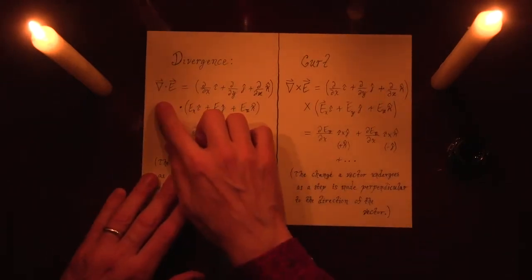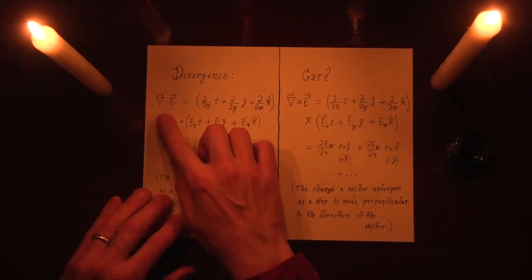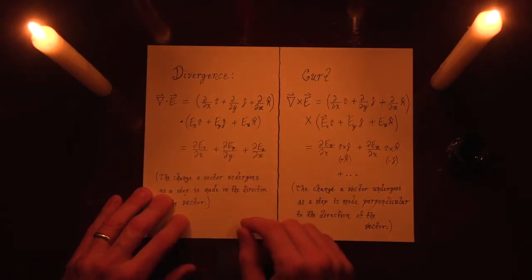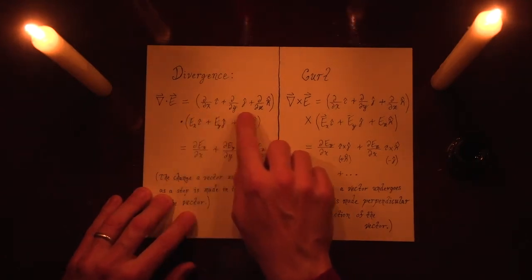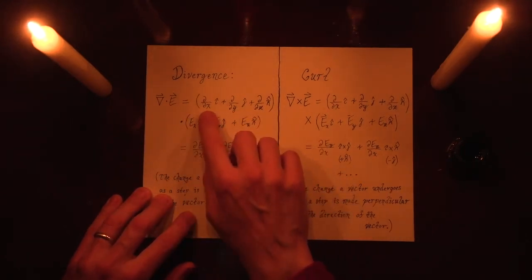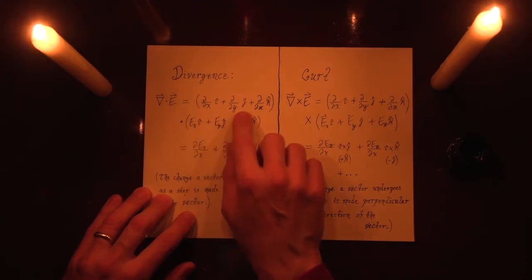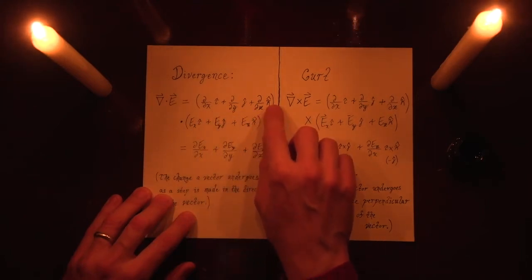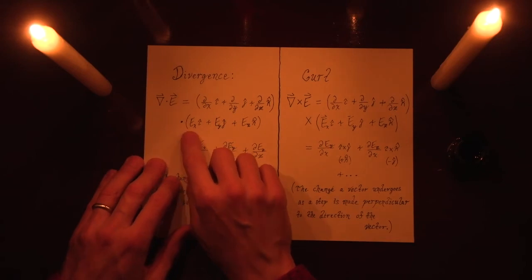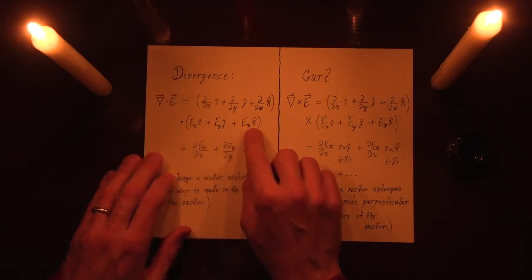So when we have this triangle called the del operator, and we dot it with a vector, it's like a vector derivative. And you could notice here d/dx i hat, d/dy j hat, d/dz k hat. And we dot it to the electric field vector in this case that has x, y, and z components.